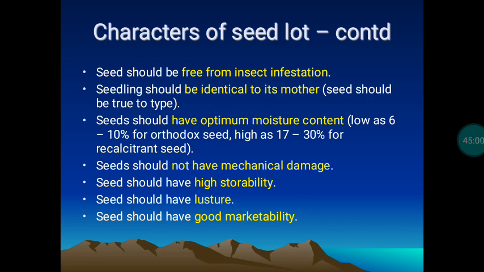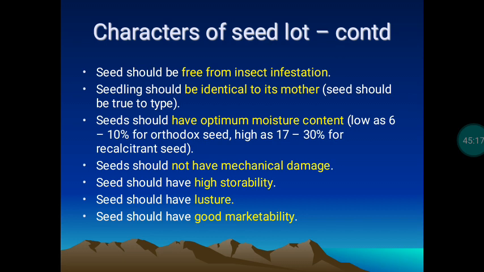Genetic purity means it's true to type. Seed should be true to type, identical to the mother plant. So in all rounds of multiplication we have to ensure the homozygous nature of the material. That is a very important thing.